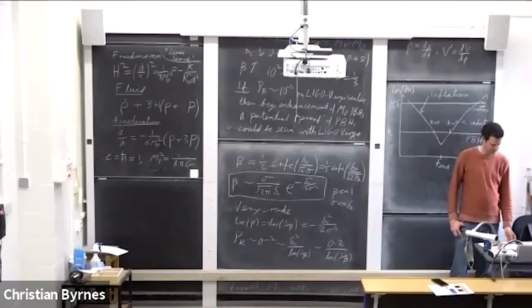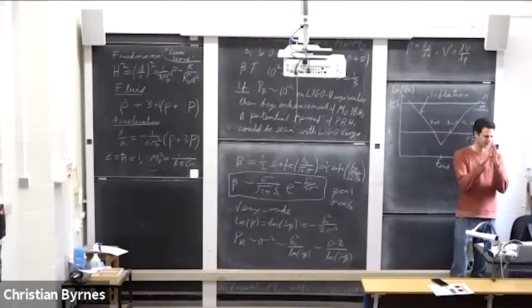May I ask a question? So beta, it's really a function of k, right? Like the k at horizon entry, essentially. Yes. So if you want to calculate the fraction f, let's say, you have to integrate over all k, right? Of this function. Yes.